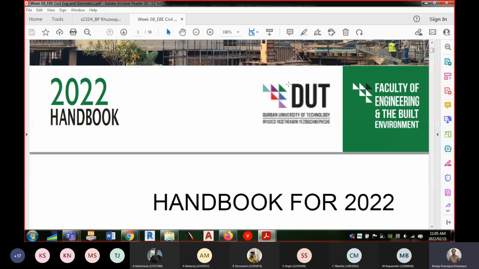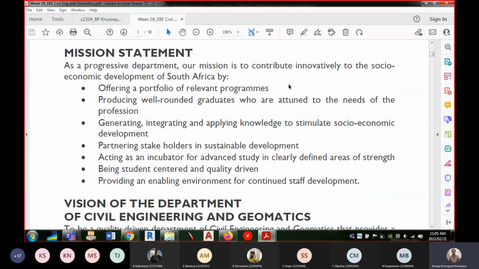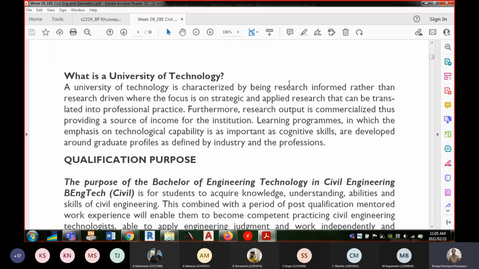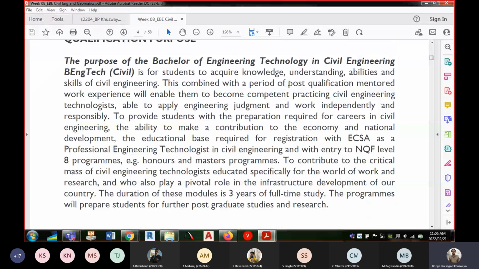Right. So let's talk about the handbook. This one is 2022. Obviously, it's been updated. So when you have time, please, you will need to go to the handbook yourself. It's a long document, about 58 pages. You need to understand and know what your qualification is about, what is the purpose of the BN Tech you're currently doing. So you'll find that information here.